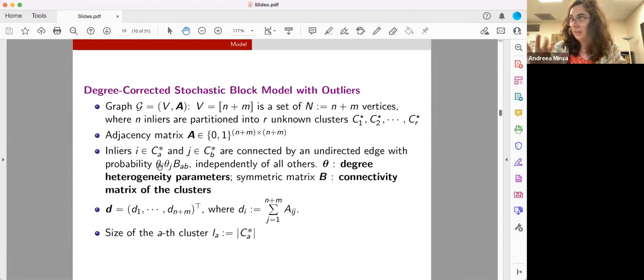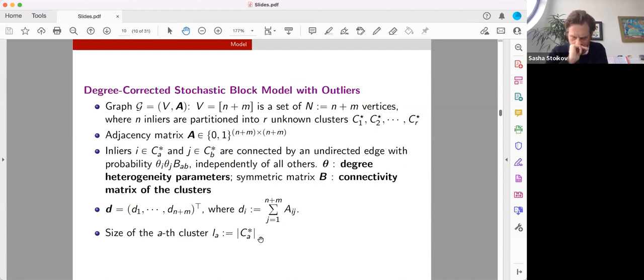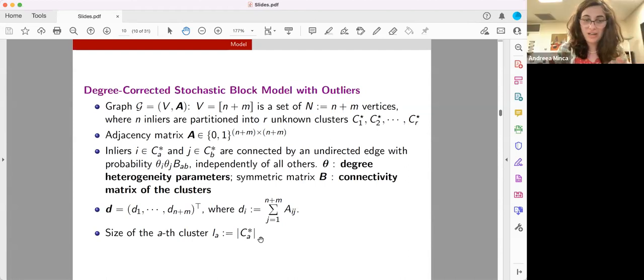Because they could hinder the classification of the inlier nodes. So now you are again assuming, in the basic model, that there is this connectivity that comes from these parameters theta, and the connectivity is adjusted by this heterogeneity parameter. So what you will observe is a realization of the network.